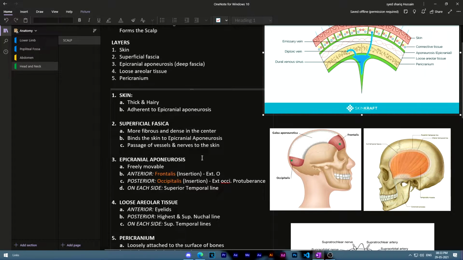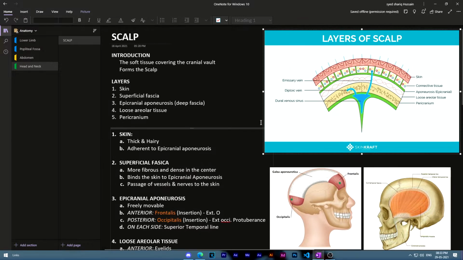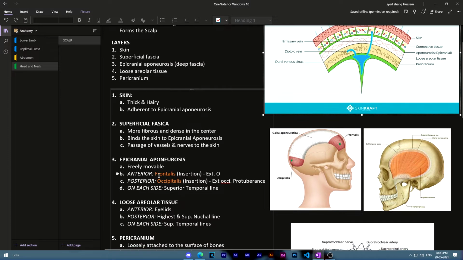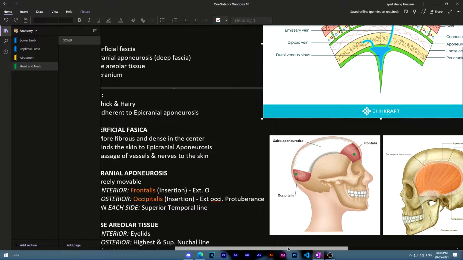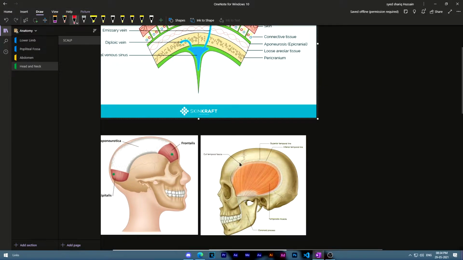So the next one is epicranial aponeurosis. This one is kind of important. It is freely movable on the cranial vault, and on the anterior side it has a muscle known as frontalis. It originates from the front and is inserted on the external occipital, which is kind of right here, the green dot, and on the posterior of it has an occipitalis muscle, sorry, this one right here. It is inserted on the external occipital protuberance, and on each side of it is related to the superior temporal line. So I'm gonna show it right here. This one, gonna draw it. This one, it is the superior temporal line on each side.